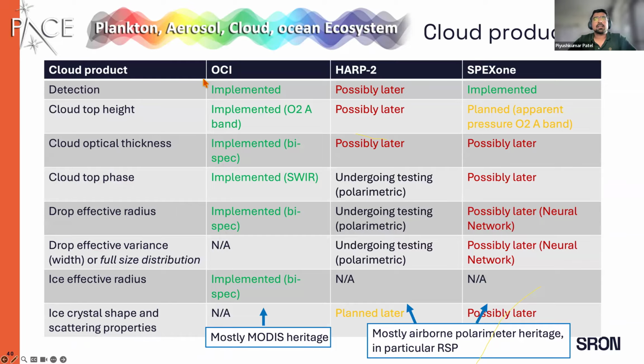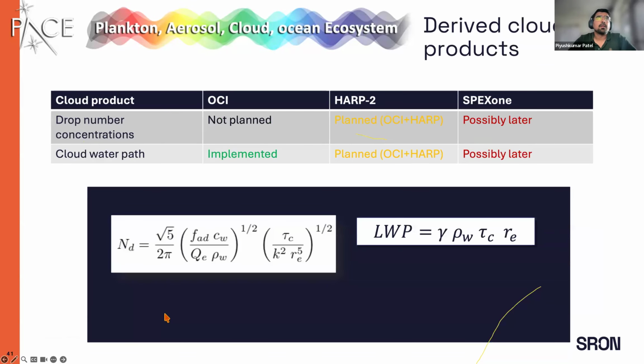Now, basically, the HARP2, as I mentioned, was made for cloud measurements. So these are the cloud variables that they are planning to retrieve, or are already halfway to retrieving: cloud top height, optical thickness, cloud top phase, meaning what kind of clouds you have, ice or water, and drop effective radius. So what is the radius of the droplets, and the variance? Based on the radius and the variance, you can get the full size distribution of the cloud droplets, and then ice effective radius, ice crystal shape, and scattering properties.